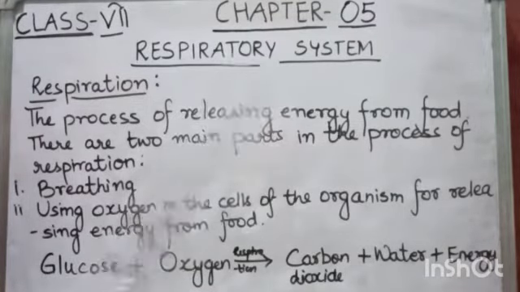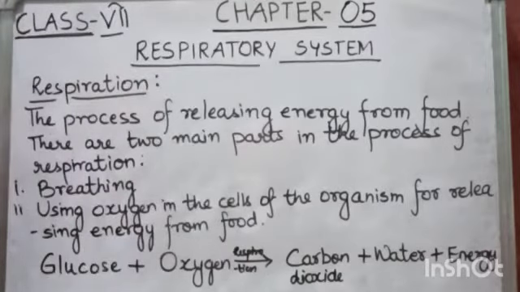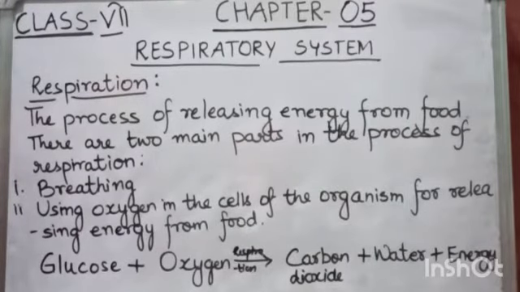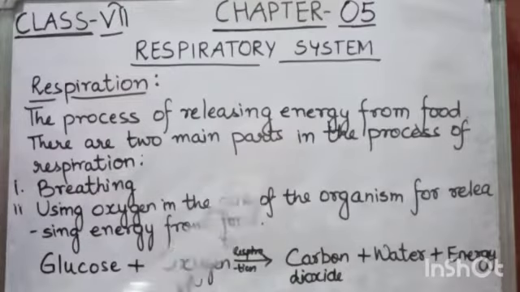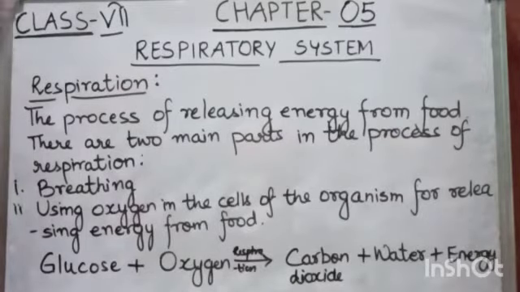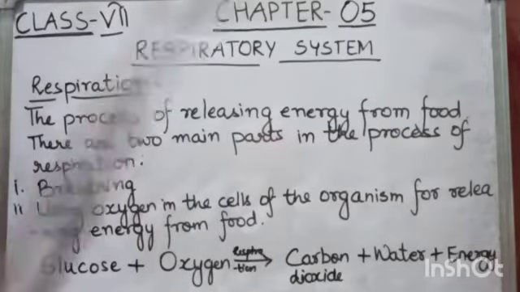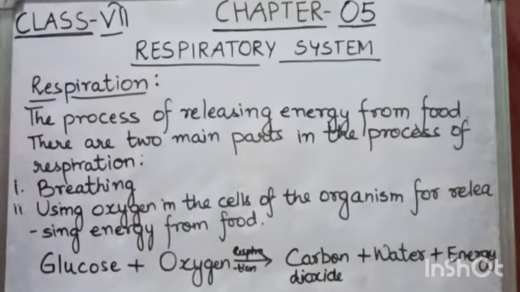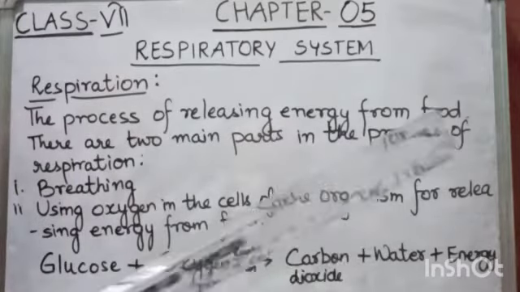So when we take in oxygen, it gets distributed to all parts of the body. And as you know, our body is made up of many cells. It is multicellular. We are multicellular organisms. So we have many cells. So oxygen goes to the cells. Okay, and then in the cells, it releases energy from food.